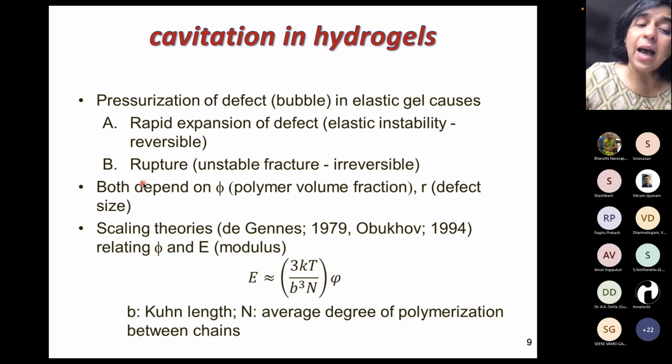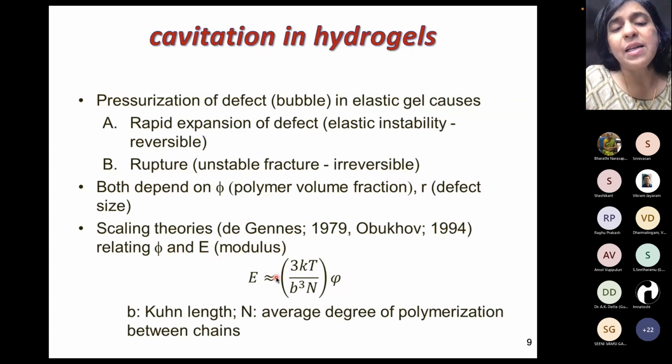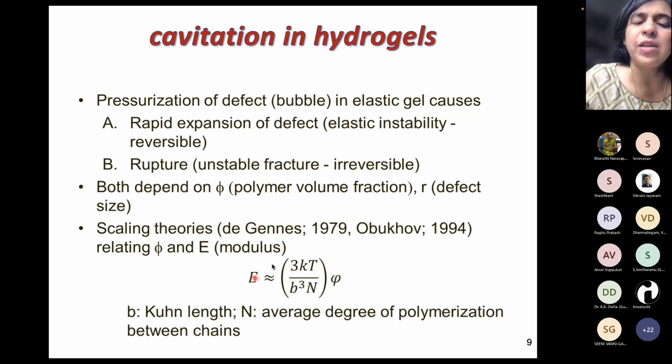But the technique has also been used by others like Dijon in 1979, who tried to see how the amount of polymer and the defect size can be related to the elastic modulus of this material. Several others have explored this idea to come up with scaling models of increasing the amount of polymer and to see how you can relate it to the resulting modulus for this material.